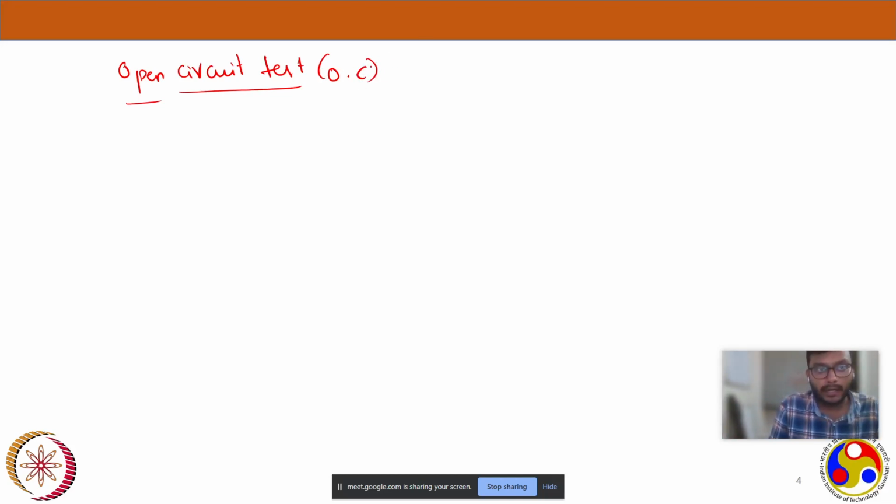Open circuit, and there is another name for it, that is no load test. This test is usually conducted on the LV side. So what's the reason behind that? We will get to that at the end of the discussion for this test. But let me tell you, the condition is we usually conduct this open circuit test on the LV side, that is low voltage side, by open circuiting the high voltage.